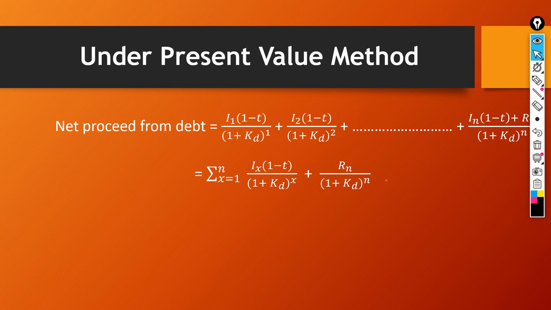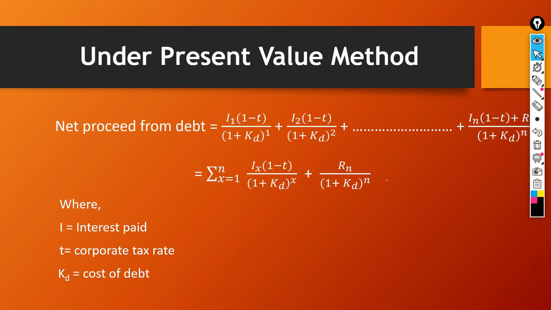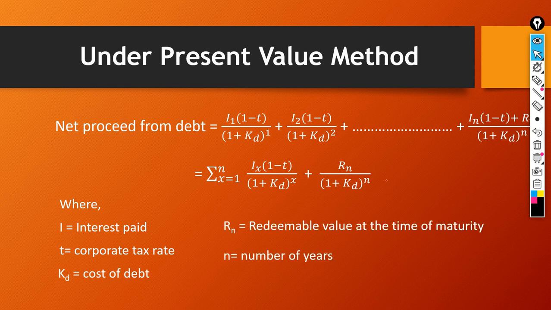So if you sum up, this will be your equation, where again I is the interest paid, T is the corporate tax, KD will be the cost of debt, your RN will be the redeemable value at the time of maturity, and N is your number of years. So this is what we are going to do. This is just an introduction about the cost of debentures, how we are going to do it.